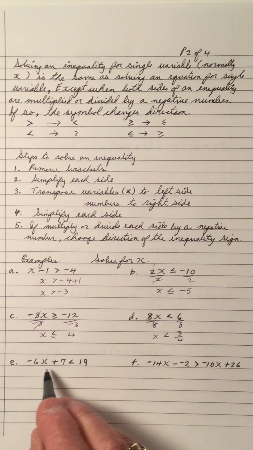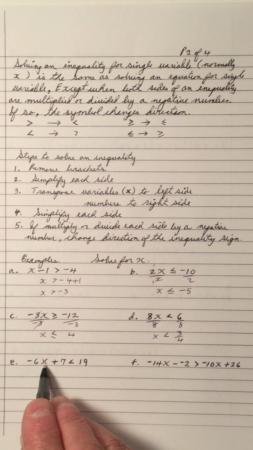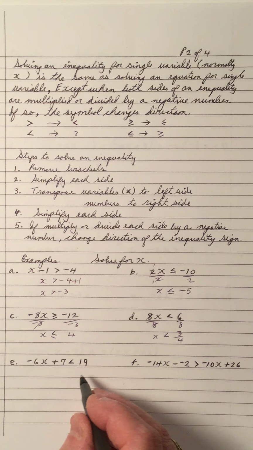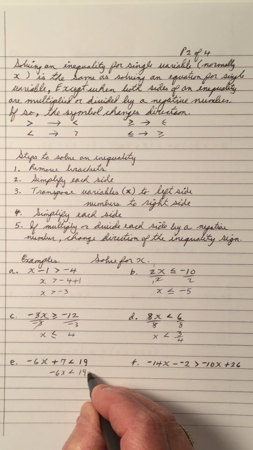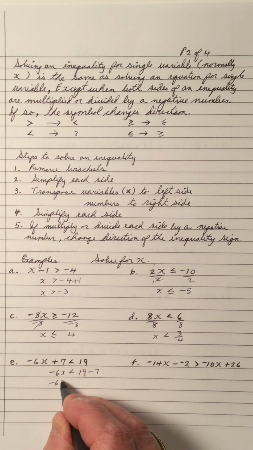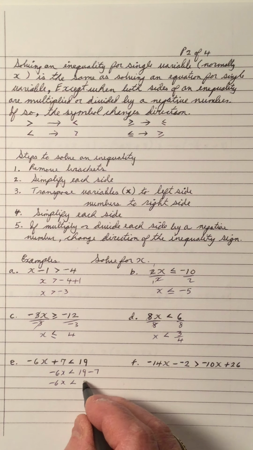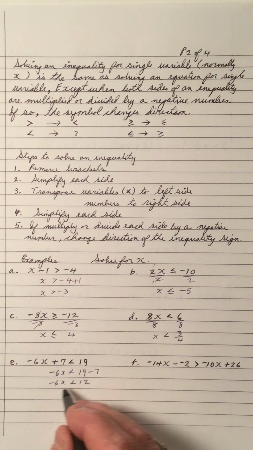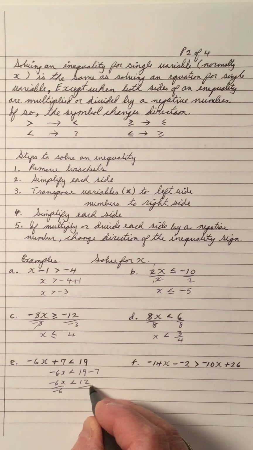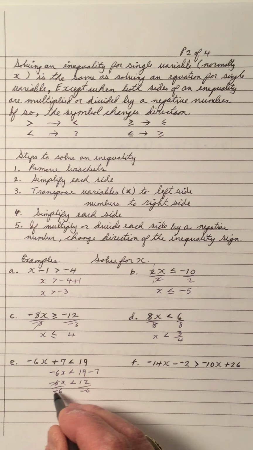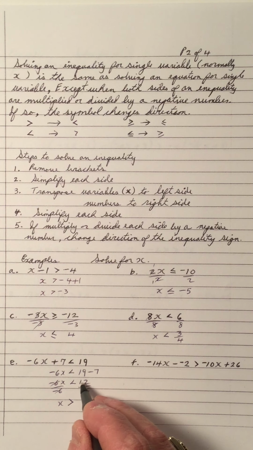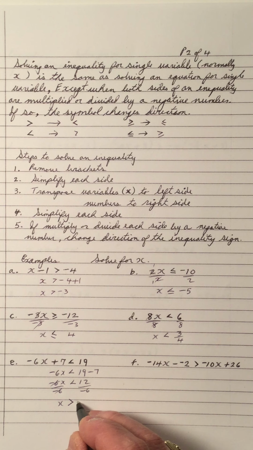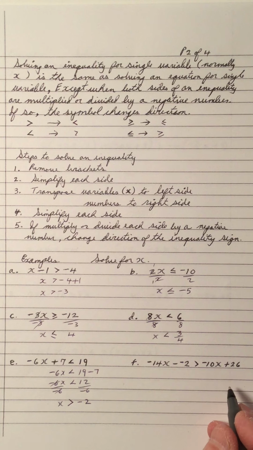E. The x is on the left, great. I have to move the 7 to the right side. So negative 6x less than 19 minus 7. Simplify the right side and I get a 12. And I divide both sides by negative 6. They cancel to give me 1x. And because I divided by a negative, the less than changes to a greater than. Positive divided by negative is a negative number, and we get a negative 2.